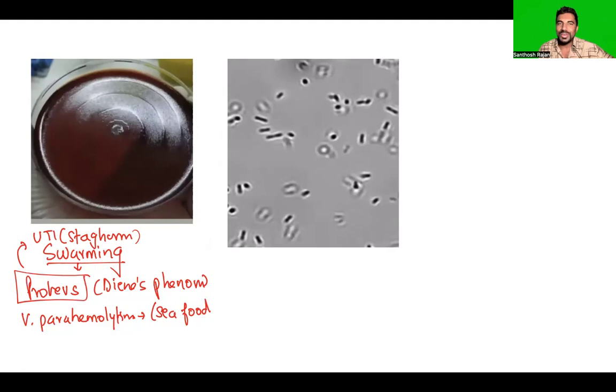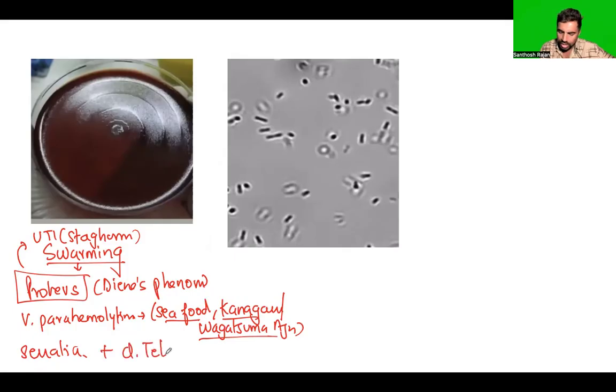Especially I told you to remember the Kanagawa phenomenon, for which I told you to remember Goa, Baga Beach. In Wagatsuma agar, there is high salt because it is a halophilic bacteria. So in high salt Wagatsuma blood agar, they grow colonies. That's it. Then Serratia, not much asked as a question, is a red pigment producing bacteria. With that, Clostridium tetani, we told, also not much asked. Okay, fine.